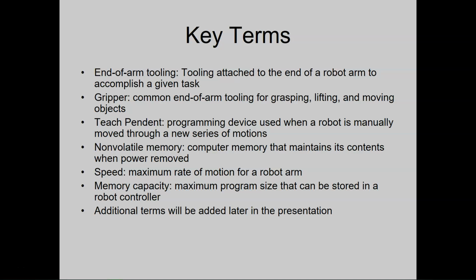So then we have what's called the teach pendant. This is the programming device used when a robot is manually moved through its motions. This is what you use to create a program. It's what you use to get the robot to do whatever it is you're trying to ask it to do.